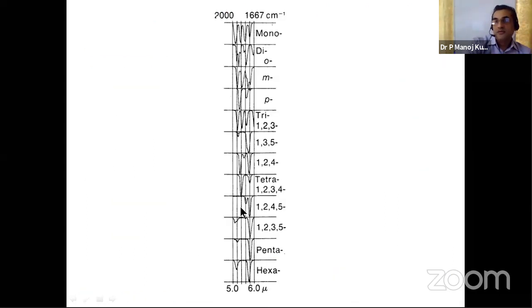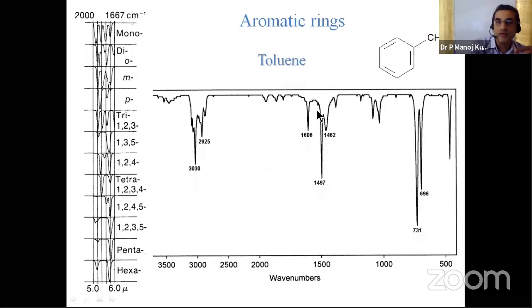Now, here is the region between 1667 to 2000. That's what I always say: in infrared spectroscopy, every region can be important to us. Here, see the pattern that we are getting between 1667 to 2000 centimeter inverse. See the pattern of the peaks and the comparative intensity of each peak. That will give you information regarding the type of substitution. I will demonstrate it with an example for you. Here you have toluene. It is mono substituted.